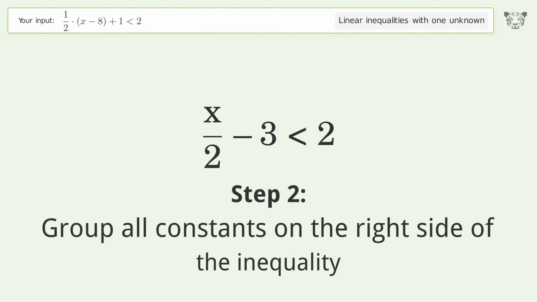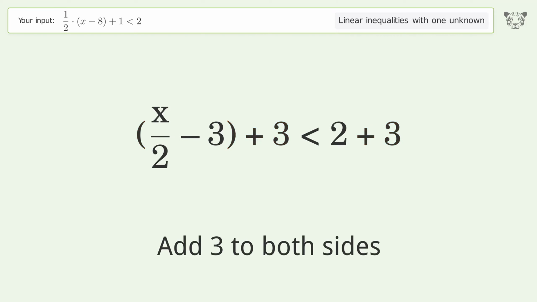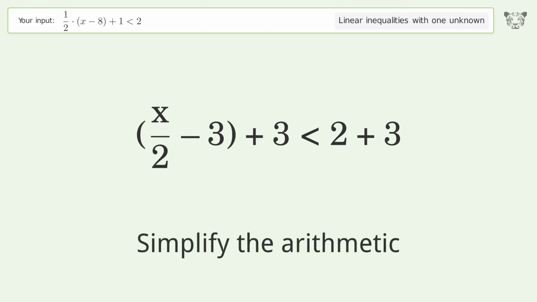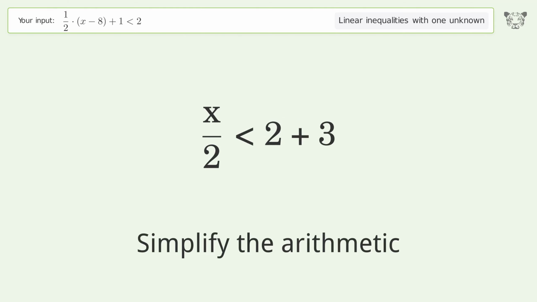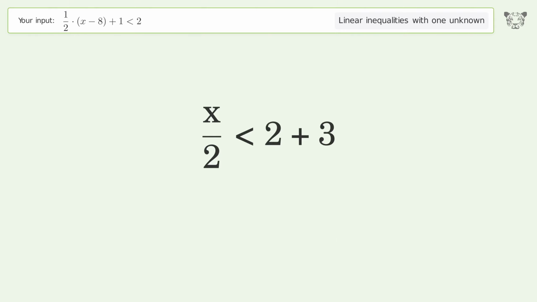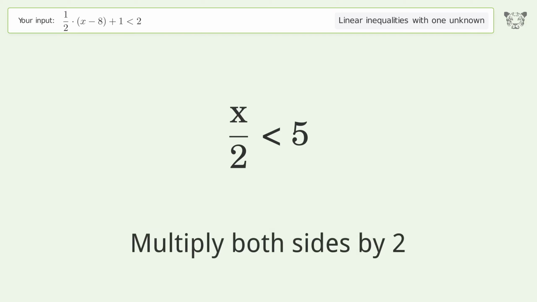Group all constants on the right side of the inequality. Add 3 to both sides. Simplify the arithmetic. Isolate the x. Multiply both sides by 2.